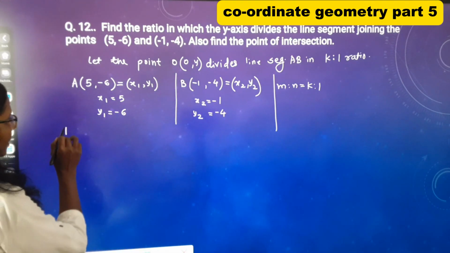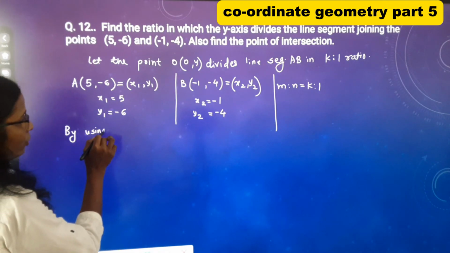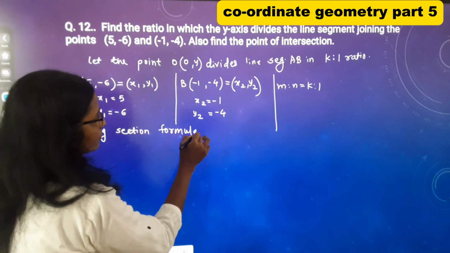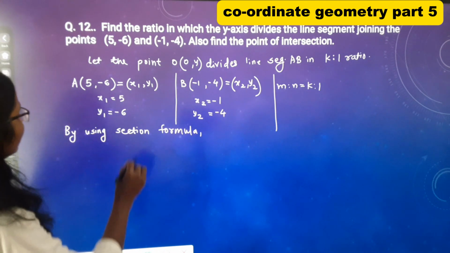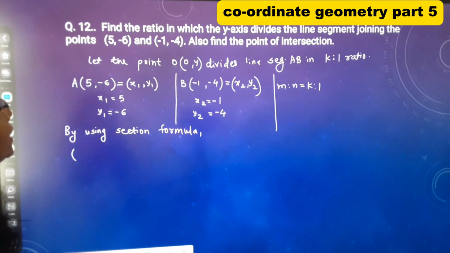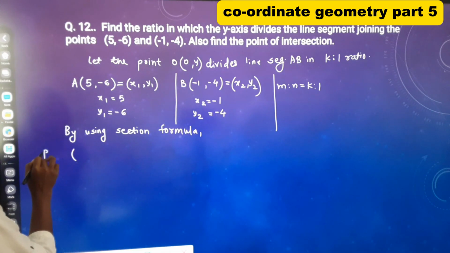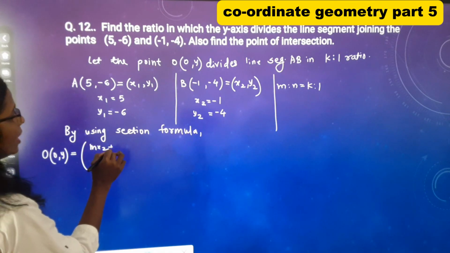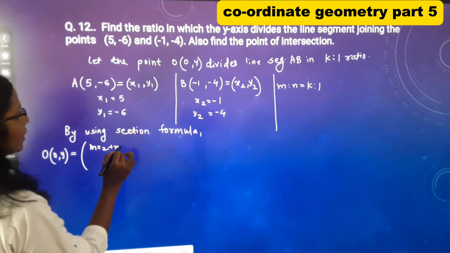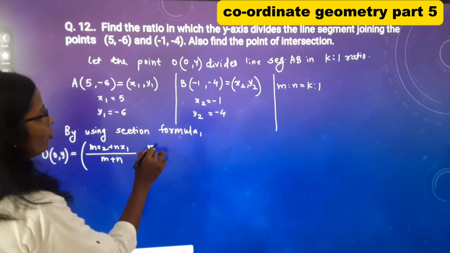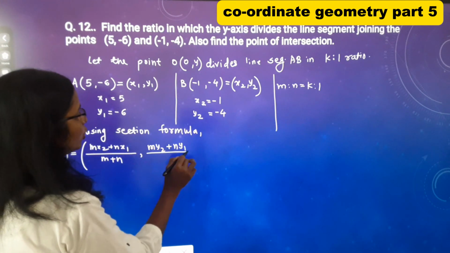So now by using the section formula, consider the point P, here O (0, y), which is equal to (mx2 plus nx1) upon (m plus n), and here (my2 plus ny1) upon (m plus n).